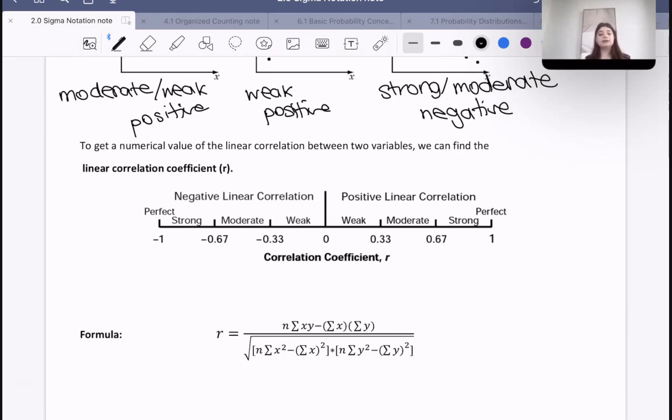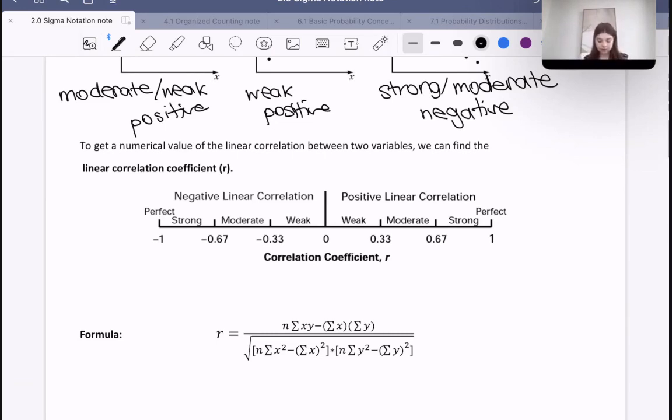And same with positive, right? If we have 0 to 0.33, it's going to be weak positive. 0.33 to 0.67 would be moderate. And then 0.67 to 1 would be strong. And if we have 1, then that's a perfect linear correlation, right? So something like, let's say it costs $2 per chocolate bar, and there's no discount if you buy more. In that case, it would be directly proportional. It would be a perfect positive linear correlation, where the amount of money you spend is directly proportional to how many chocolate bars you bought that day.